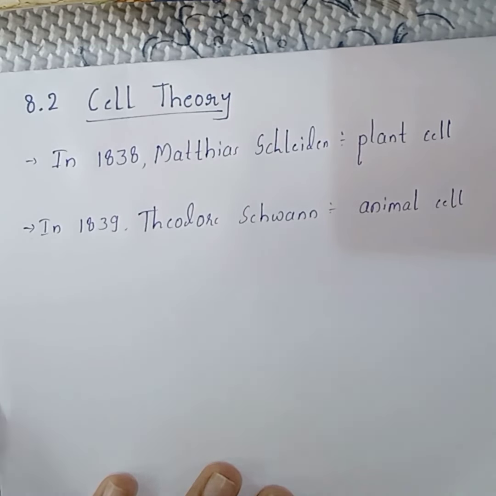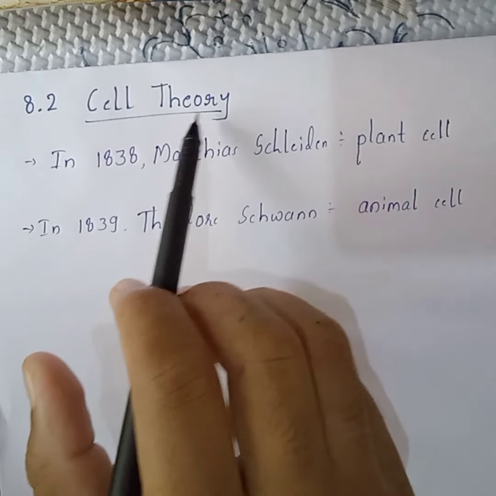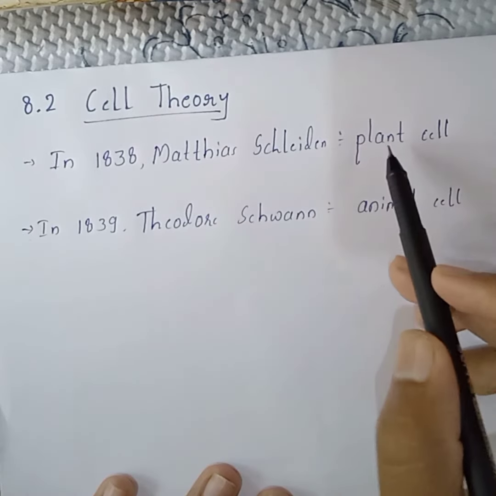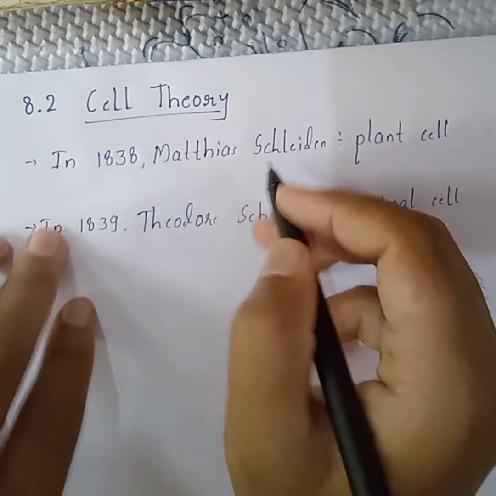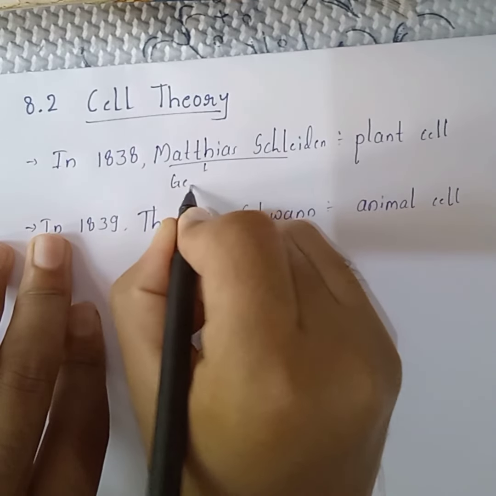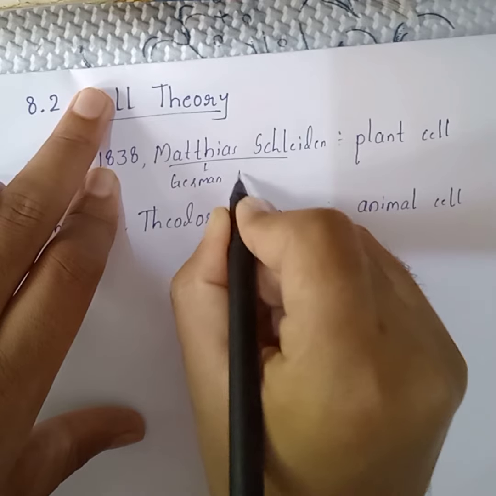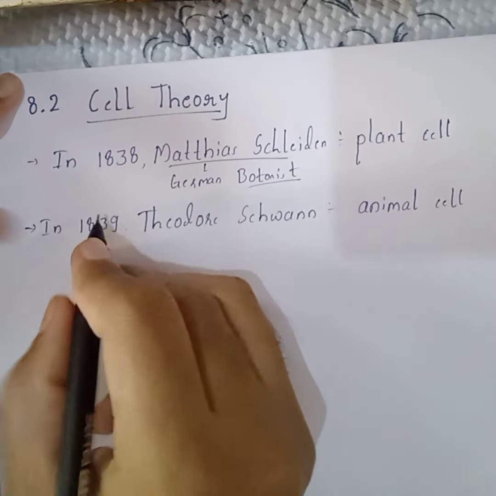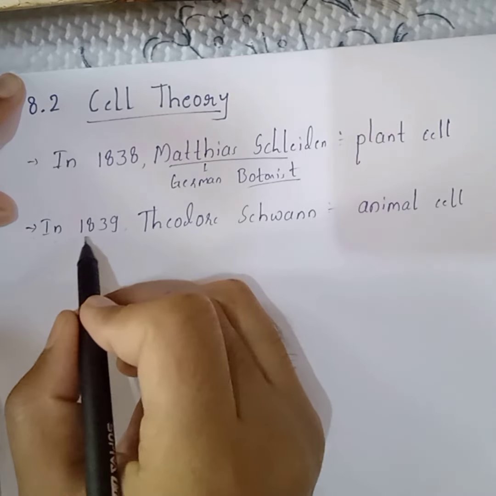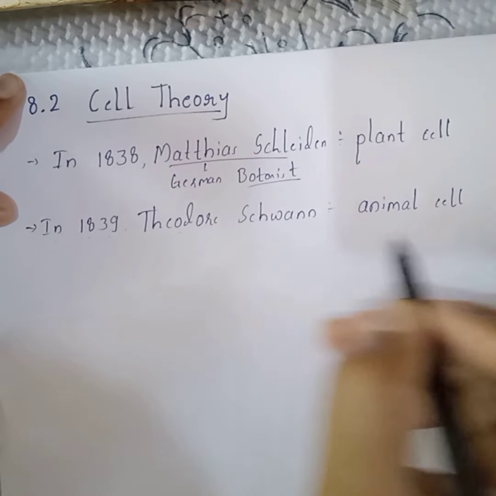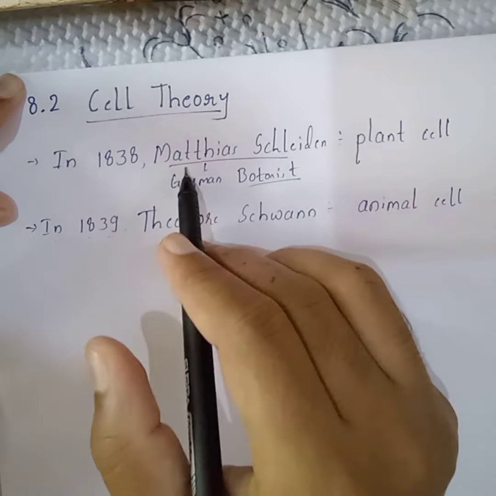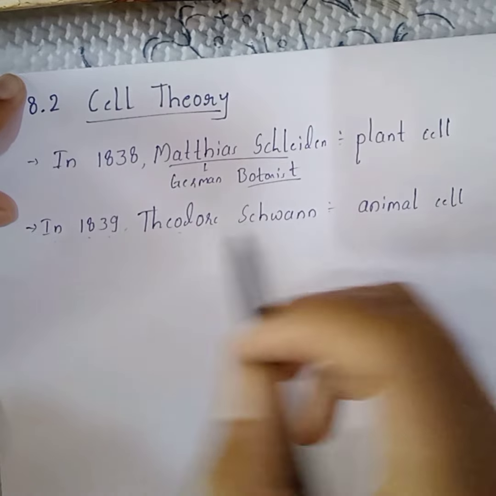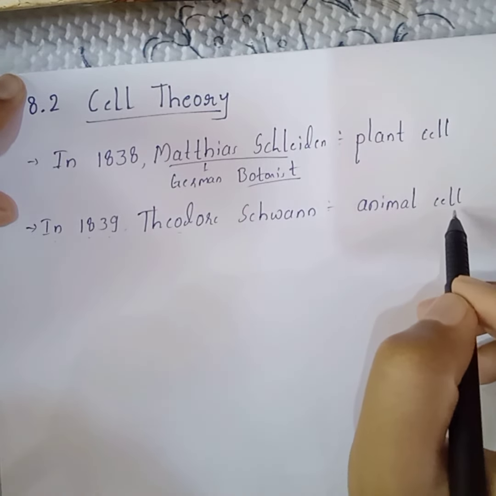In NCERT, the second concept is the cell theory. In that, in 1838, Matthias Schleiden described the plant cell. Actually, Matthias Schleiden was a German botanist. And one year later, in 1839, Theodor Schwann described the animal cell. Schleiden described the plant cell with different kinds of cells, and Schwann described the animal cell.